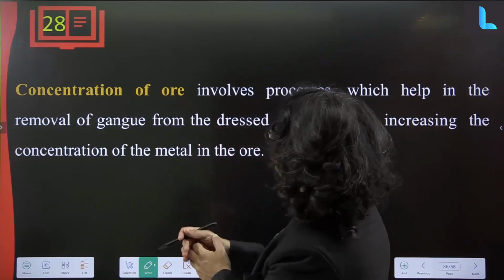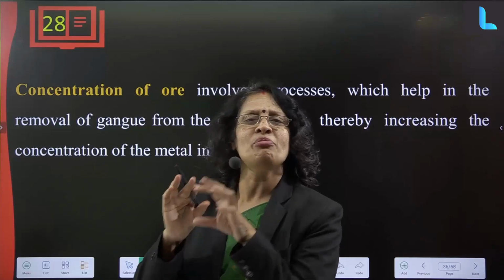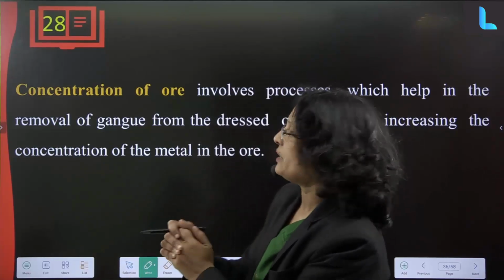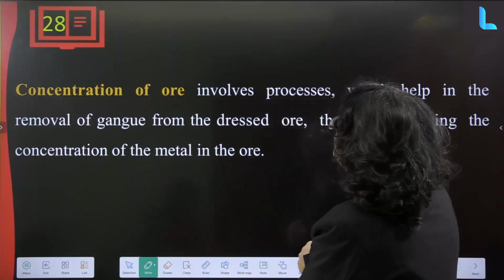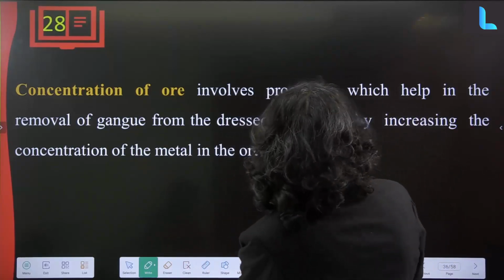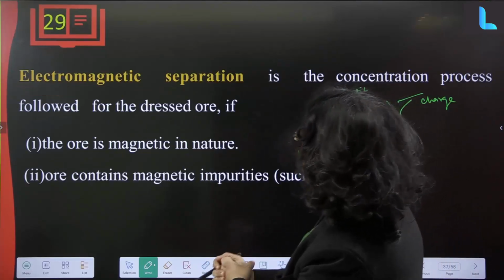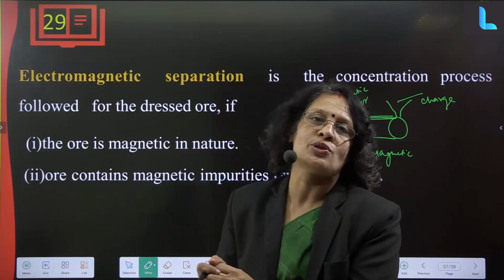Now what is concentration? Concentration means removal of the maximum possible impurities and getting the maximum possible metal. It helps in the removal of gangue from the dressed ore, thereby increasing the concentration of the metal in the ore. Now there are different kinds of concentration methods.